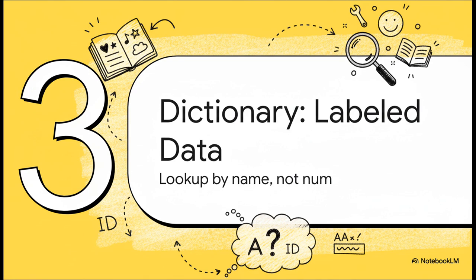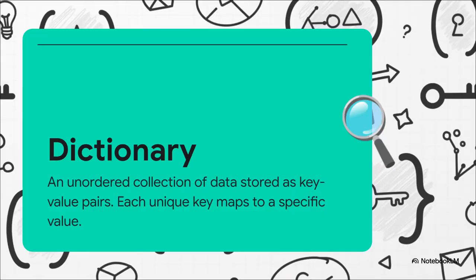Problem solved. But what if your issue isn't about order and numbers? What if you need to find information by a name or a unique ID? Well, that's where the dictionary comes in. And trust me, this is a total game changer.